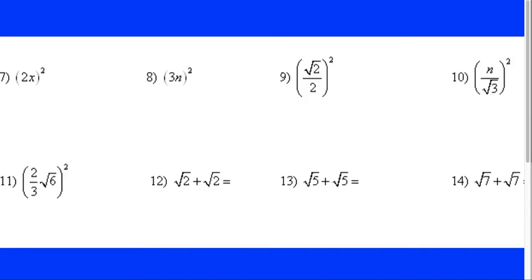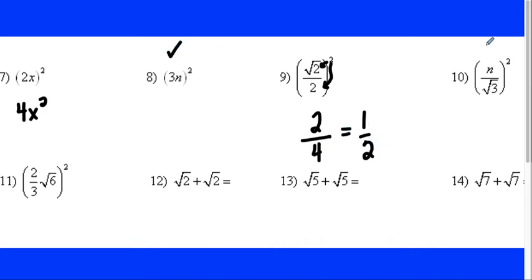All right, now let's look at it a little bit harder. We have to remember that when we square quantities, everything within those parentheses has to be squared. So in example number 7, I have to square the 2 and the x. So this would be 4x squared. In example number 9, I have to square both the top and the bottom of the fraction. So root 2 squared would be 2, and then 2 squared would be 4. Then I simplify to 1/2.